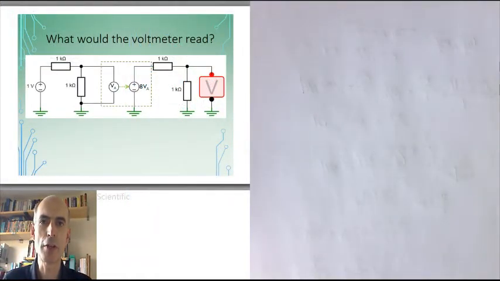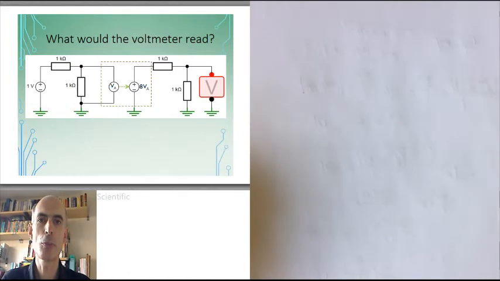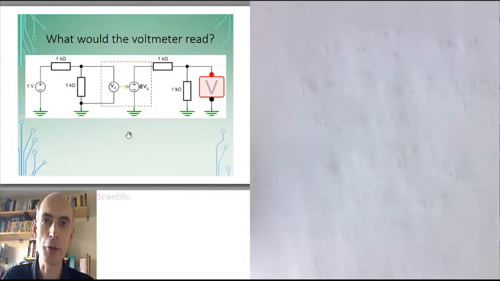What would the voltmeter read? Notice that we have a voltage-dependent voltage source in the middle of this circuit, whose output is 8 times the voltage measured across the two terminals at its input. So what would the output read? Pause the video here if you need a bit more time to think. Well, the answer is 2 volts.